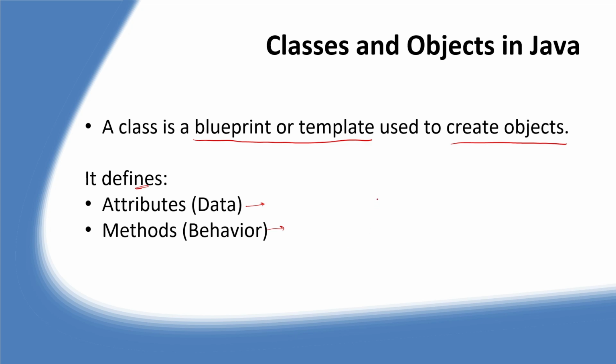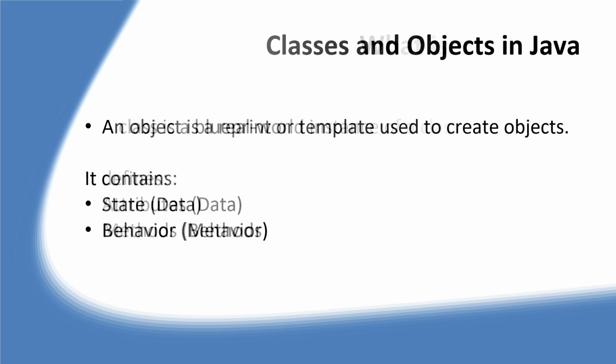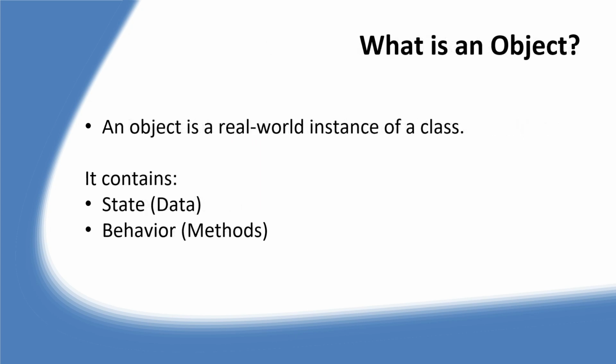An object is the output, the final product of a class. What is an object? An object is the actual entity created from a class. It is a real world instance of a class. So an object is a final product.